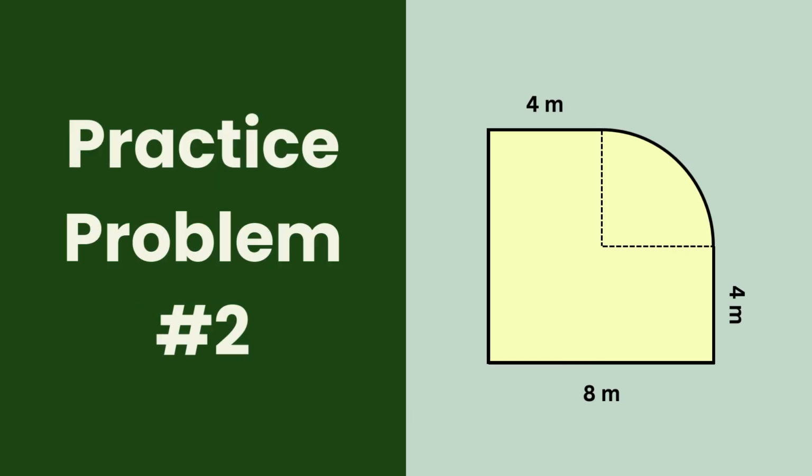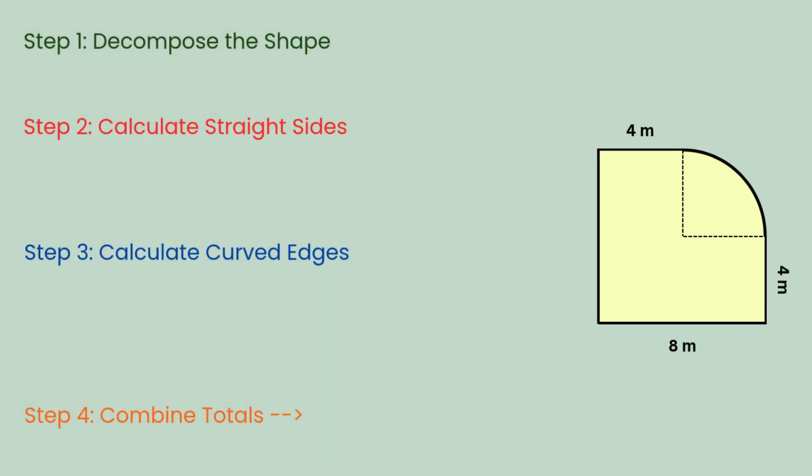Here's practice problem number 2. Same routine. Pause the video, solve it on your own first, then come back, check every part of your process with mine. How you broke the shape down, how you found each straight side, the arc lengths, and the total perimeter.